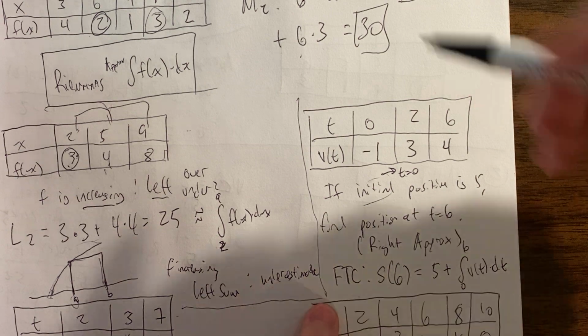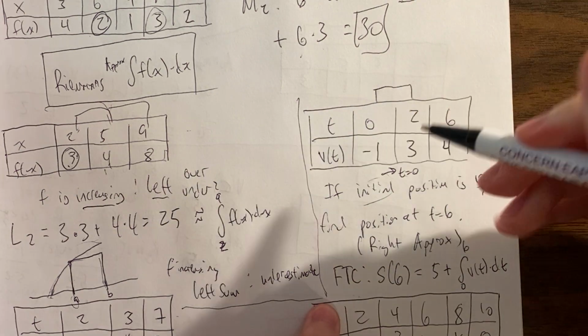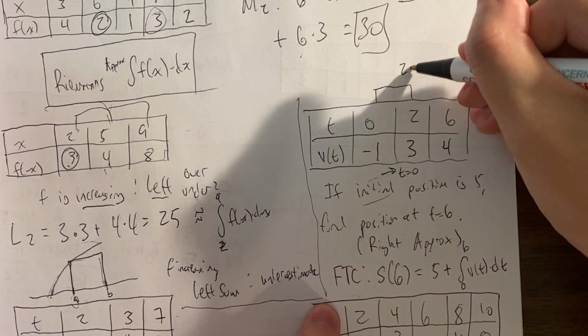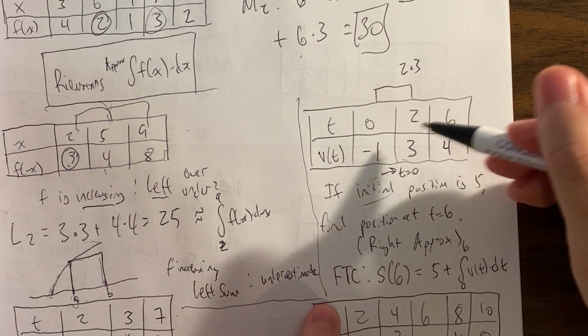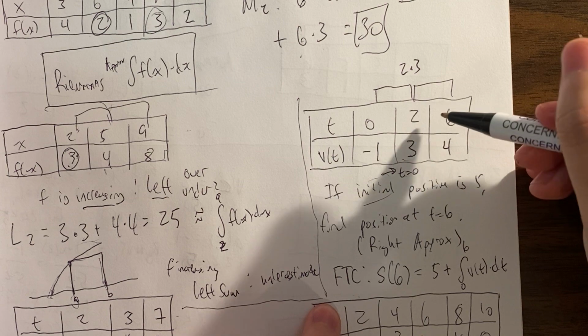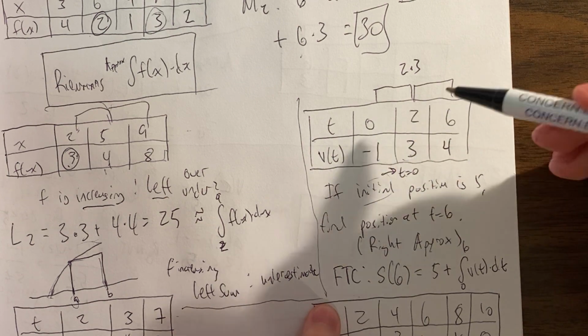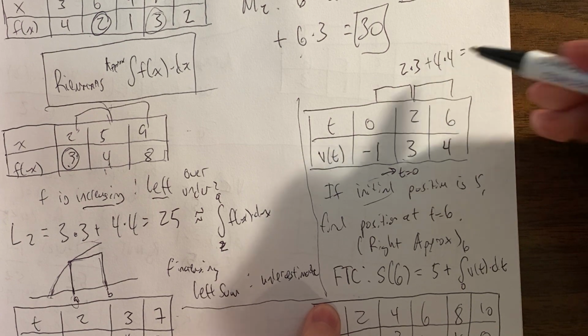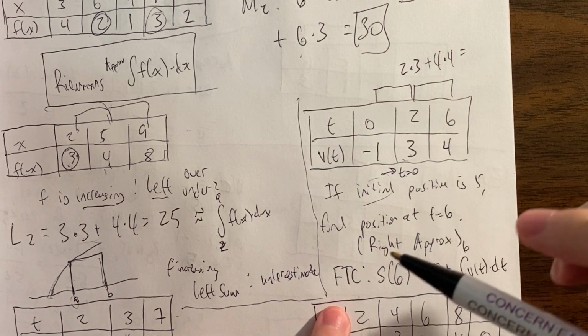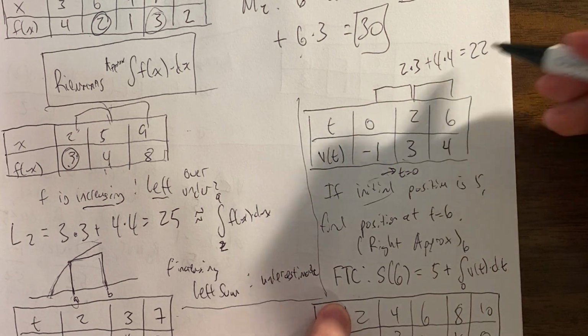In this case, a right Riemann sum. So let's do that over here. So it's going to be 2 times 3, because it's always the difference in the x's or the t's, times the y value. Same thing here, 6 minus 2, difference in the x's or t's, times 4. So it's going to be 4 times 4. That's going to be 6 plus 16, that is 22.